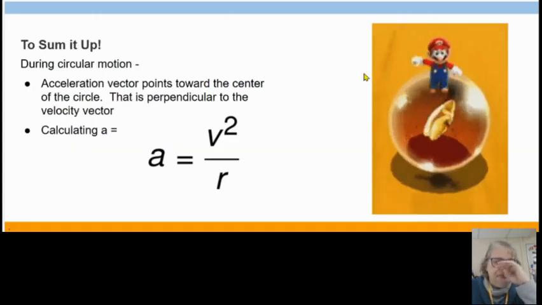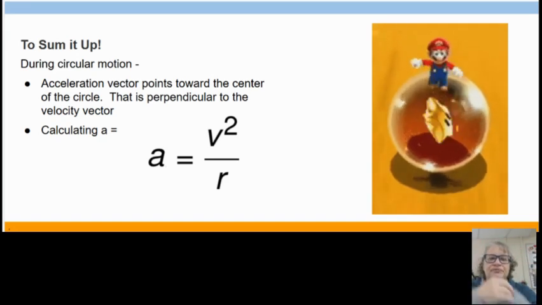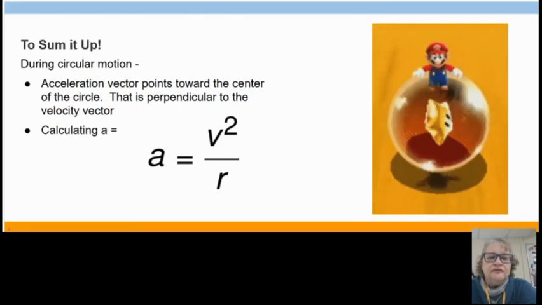All right, so let's sum it up. The acceleration vector points towards the center of the circle, and it's perpendicular to the velocity vector. And for calculating the acceleration, a is equal to v squared divided by r.